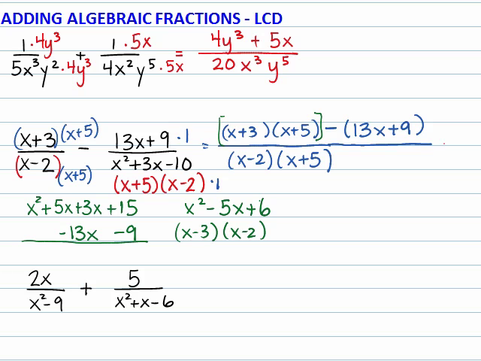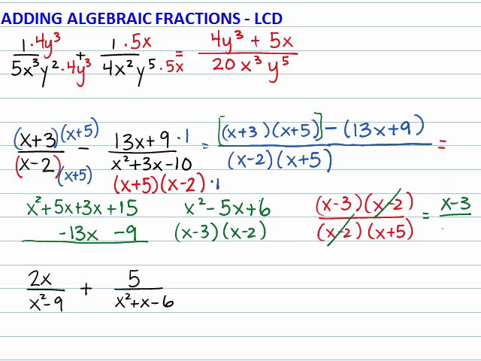So now I can write this fraction in factored form. The numerator is (x - 3)(x - 2), and the denominator is (x - 2)(x + 5). And there is a common factor that I can simplify. This factor is x - 2. Therefore, the simplified form of this difference of fractions is (x - 3) over (x + 5).